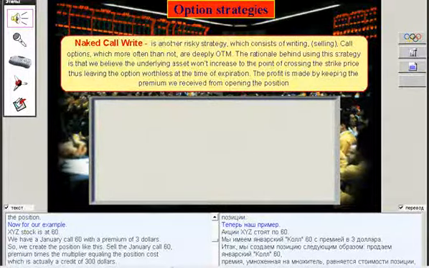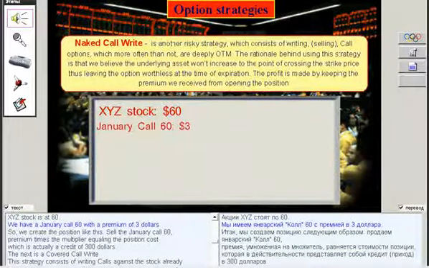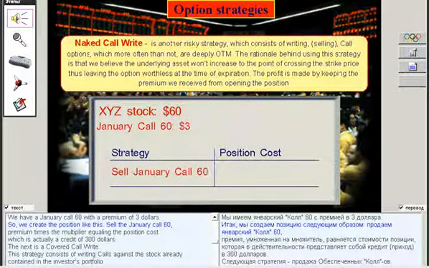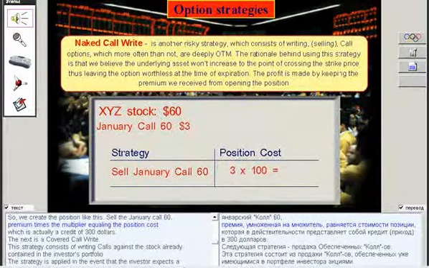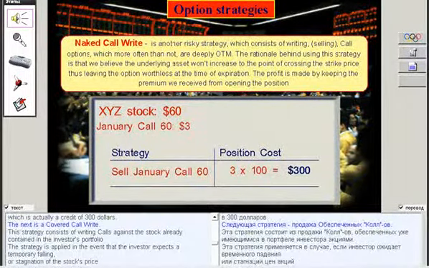Now for our example. XYZ stock is at 60. We have a January call 60 with a premium of $3. So we create the position like this. Sell the January call 60. Premium times the multiplier, equaling the position cost, which is actually a credit, of $300.